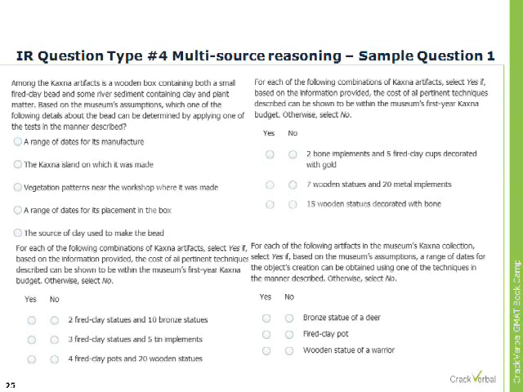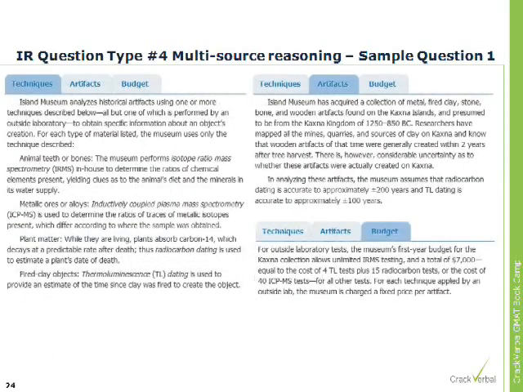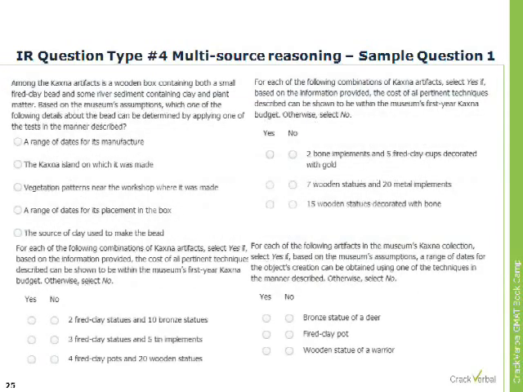So using the techniques, analysis of 7 wooden statues requires 7 radiocarbon tests. Sorry, one second. Techniques indicates that the only test the museum will apply directly to the fired clay bead is the TL dating. What is TL dating? Thermoluminescence dating, which determines the range of dates during which the clay was fired. Hence it's possible for the museum to determine a range of dates for the bead's manufacture.